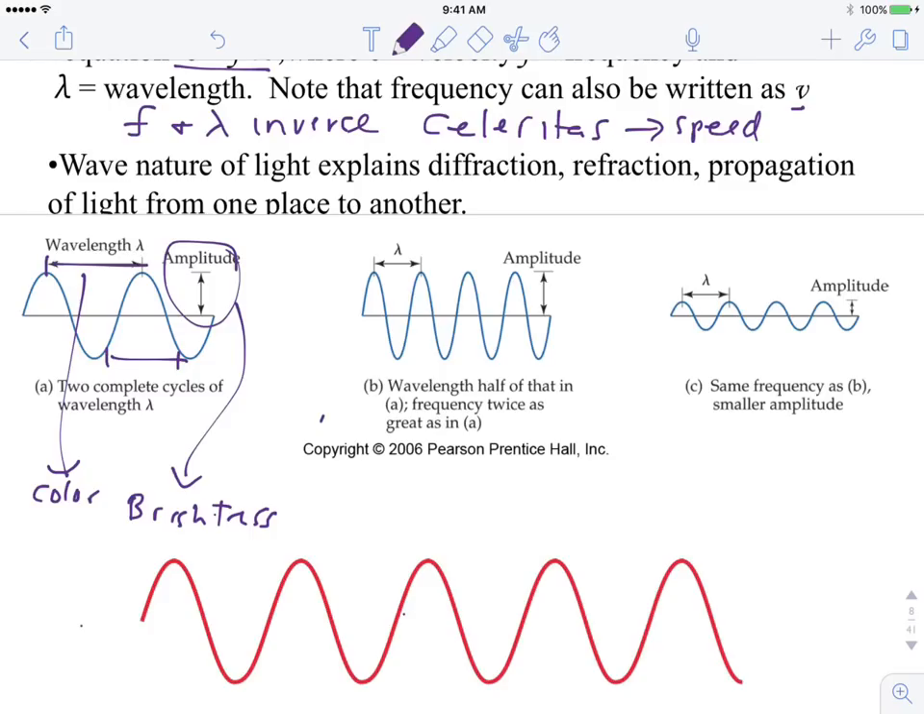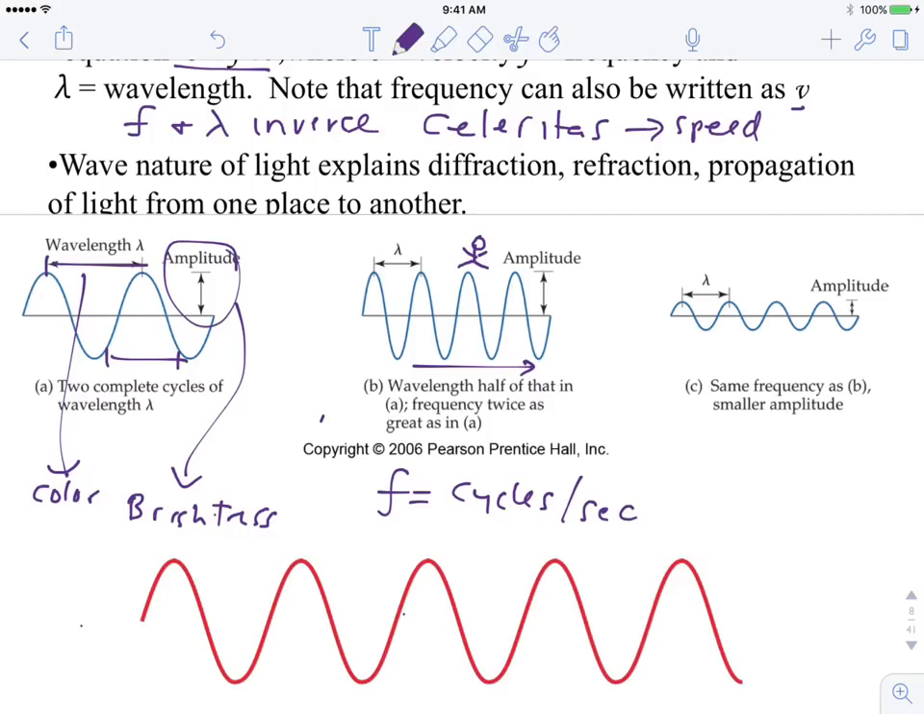So how does the frequency tie into this? Well, the frequency is given the unit cycles per second. A way I like to visualize this is imagine that you're standing here on the wave, and the wave is passing underneath you. Well, how many cycles per second pass underneath your feet?